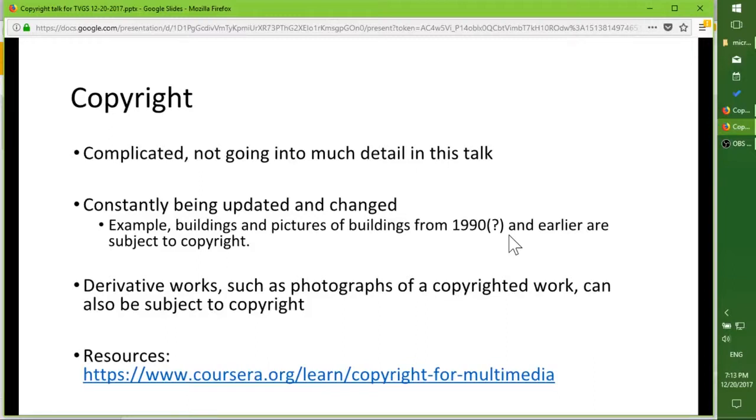Derivative works also, taking a picture of something that's copyrighted is also subject to copyright. So you kind of have to be very careful with this. And definitely, if you have any questions, consult a lawyer, a copyright lawyer.